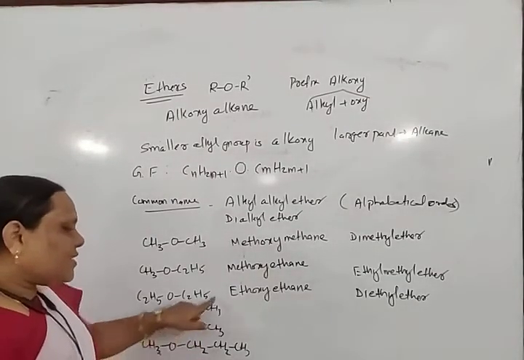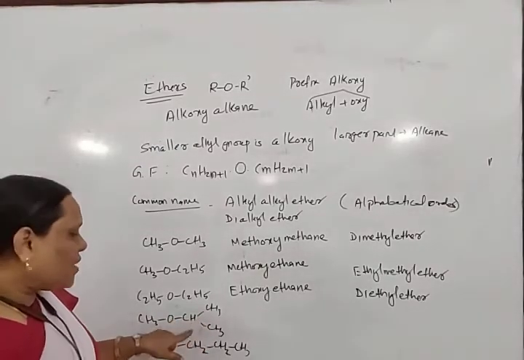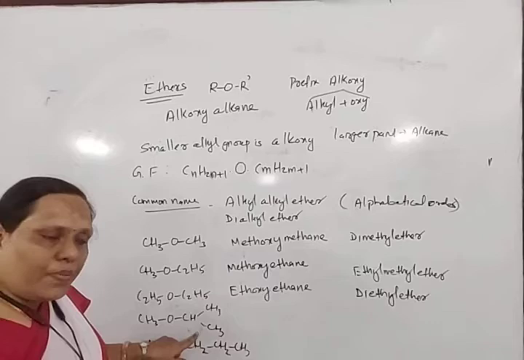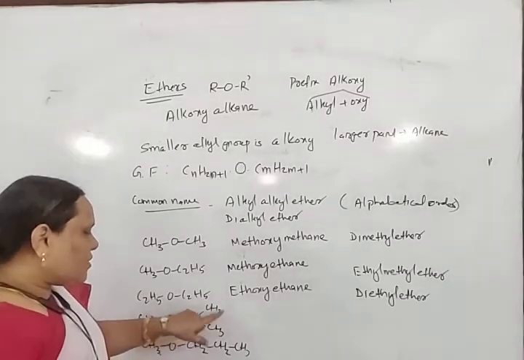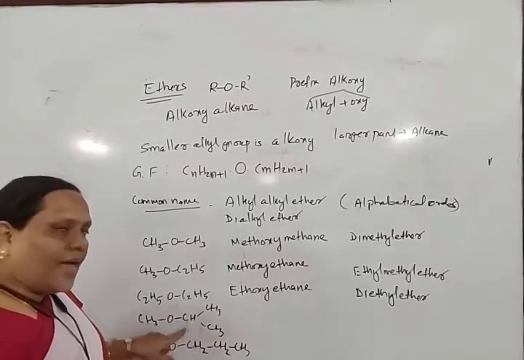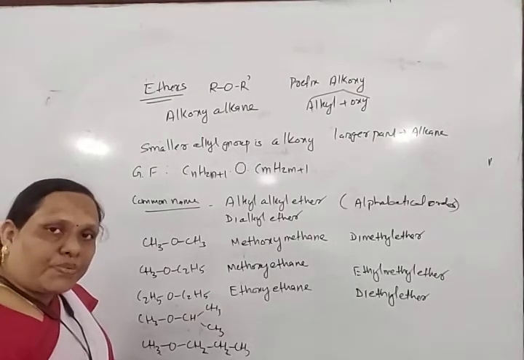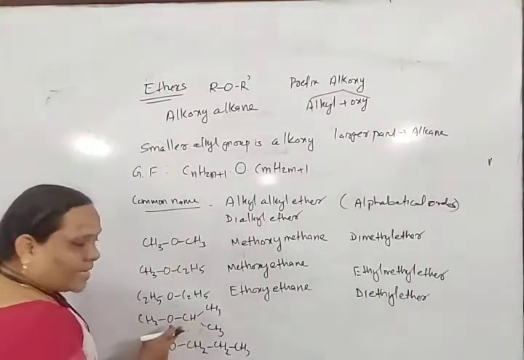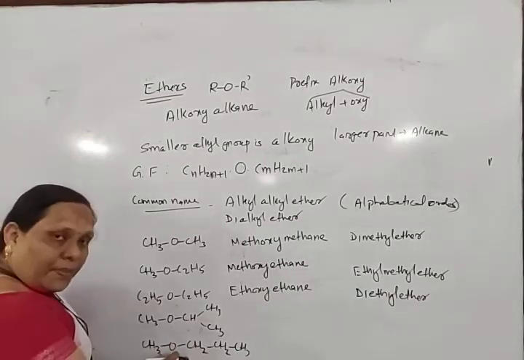And at the terminal carbon, two methyl groups are present. It is known as your isopropyl group. So here the same formula is there, the same propyl, but this is known as your N-propyl. So this is known as isopropyl, and this one is known as your N-propyl.